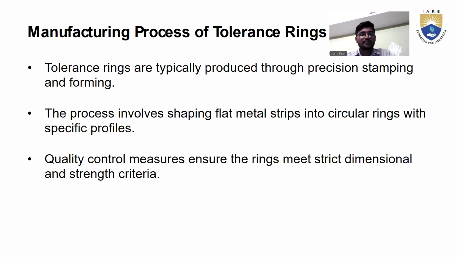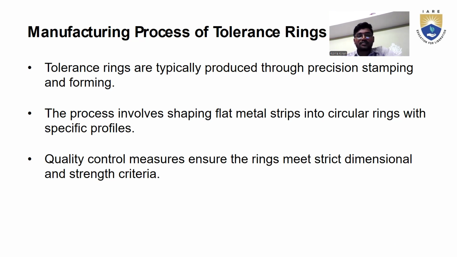Now, the manufacturing process of tolerance rings. Tolerance rings are typically produced through precision stamping and forming. These rings are produced with precision based on stamping and forming. And the process involves shaping flat metal strips into circular rings with specific profiles.